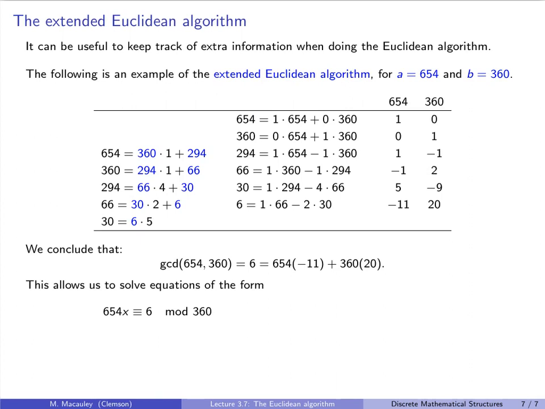So how do we compute something like this? Well, notice that from this equation here, 6 equals 654 times negative 11 plus 360 times 20, if we divide 360 into both sides, then this term goes away because of that 360. We get 0 here, so all that counts is these two terms. And this, negative 11, is precisely the x that we need. 654 times x is equivalent to 6 mod 360.